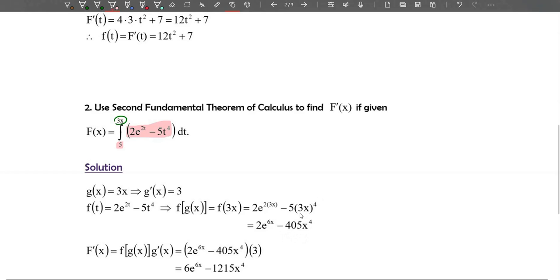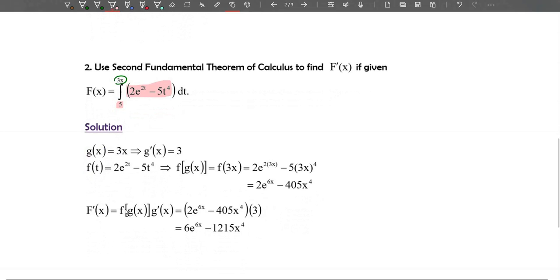Next, f prime x is equal to f(g(x)), which is this one, multiplied with g prime x, which is this. 2 exponent 6x minus 405x to the power of 4, in brackets, times 3. So this is the expansion, and hence this is the f prime x.